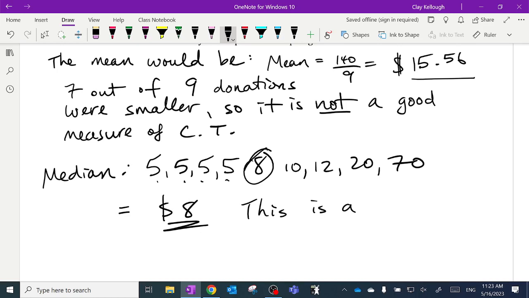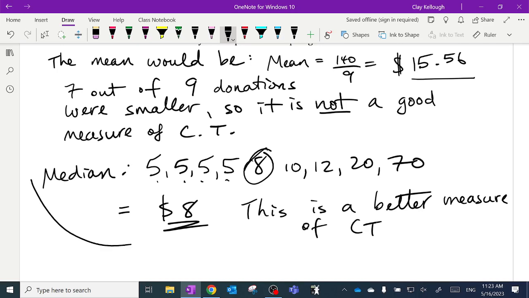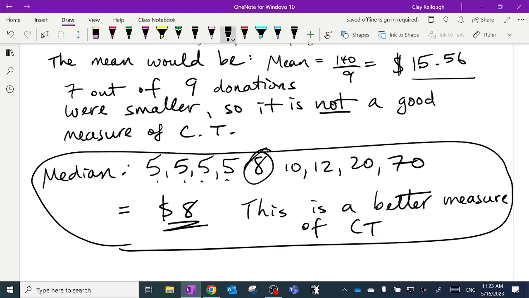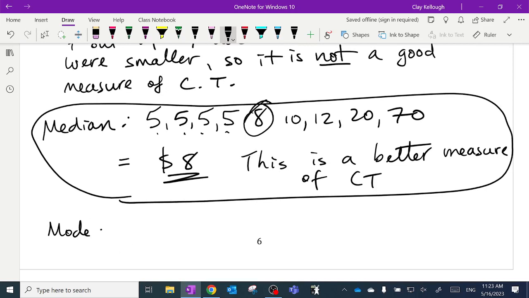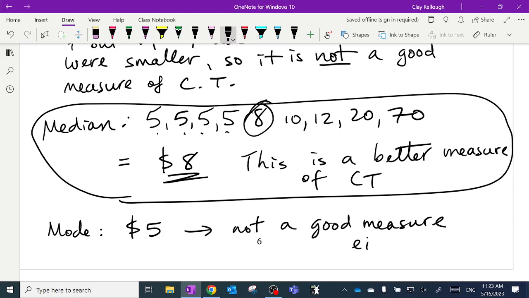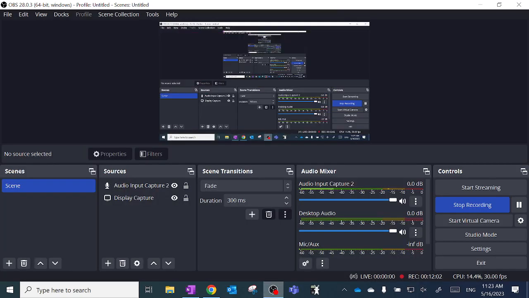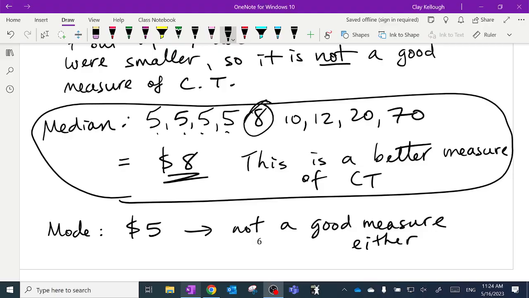This is a better measure of central tendency. So I think this one's going to be my winner. I think that's the best one. I guess there's one more I haven't checked yet. The mode would be $5 because it happens 4 times. But again, every other data point was more than that, right? So not a good measure either. Okay? Hang on. Okay. Next example.